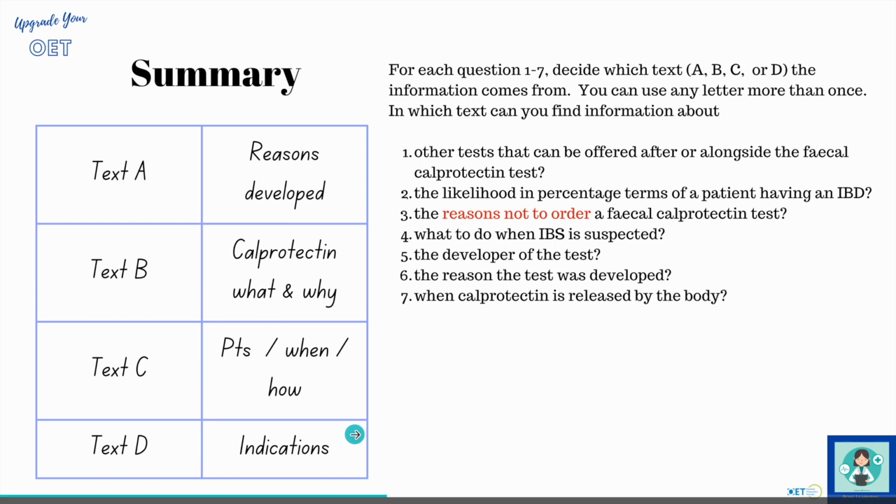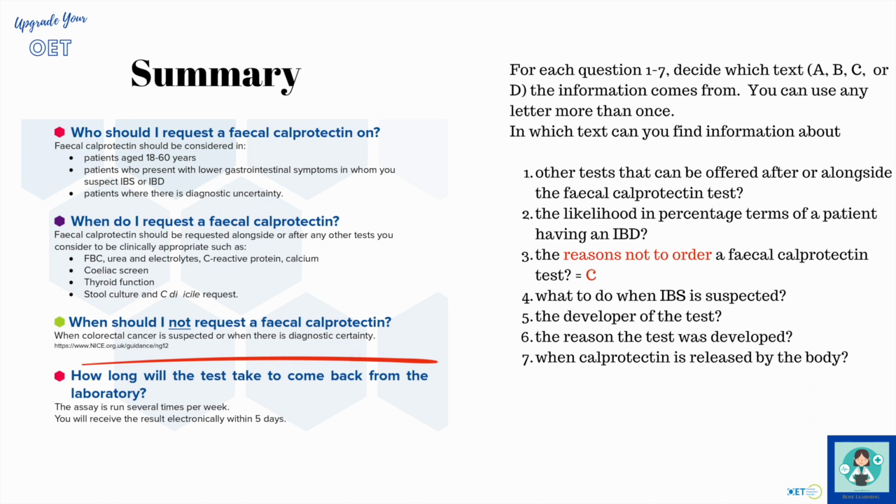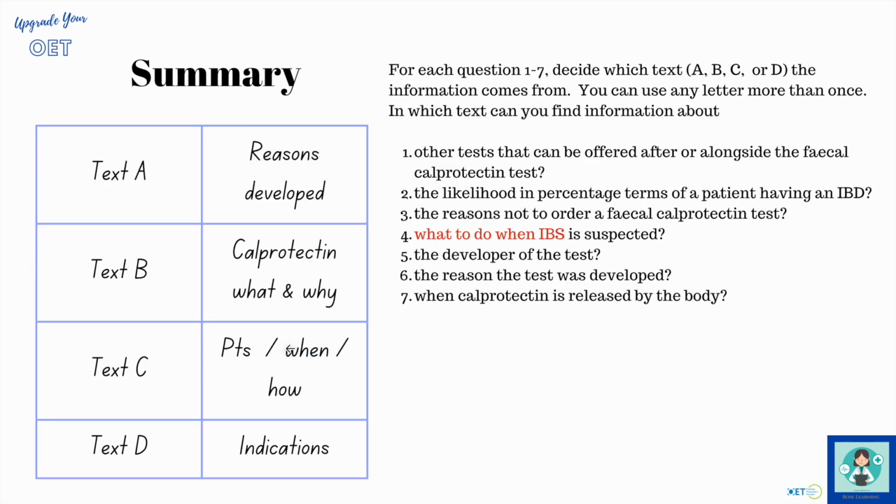Okay, number 3, the reasons not to order a fecal calprotectin test. Can you remember which one? It was this one, when to order it and when not to. Just double check, when should I not request the test? Here it is.